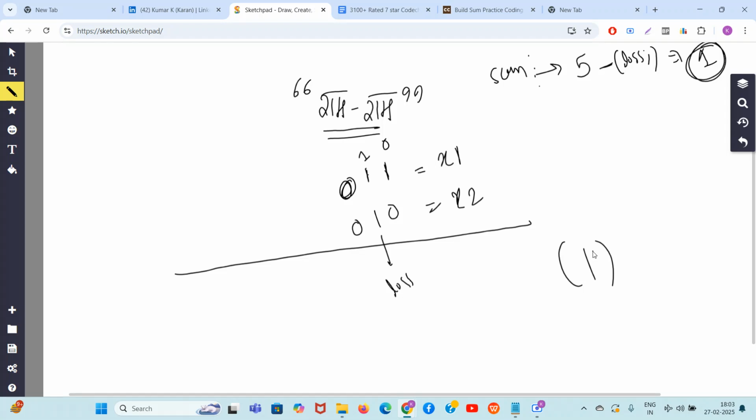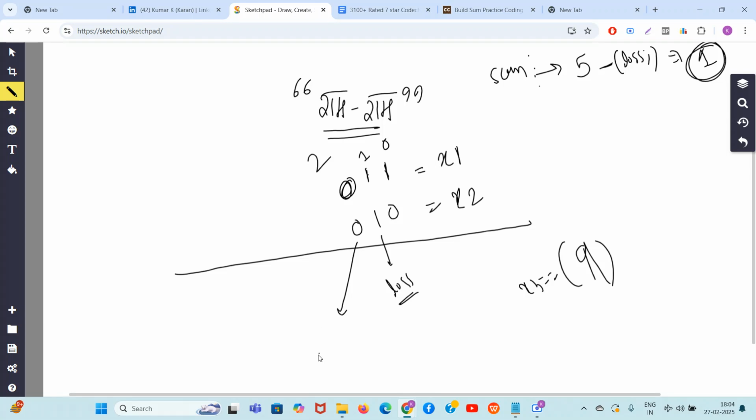Our goal was, let's say, 9. We wanted to become 9. So I saw a loss here. I subtracted 5 minus 4, 1. And I can see here a gain is possible.